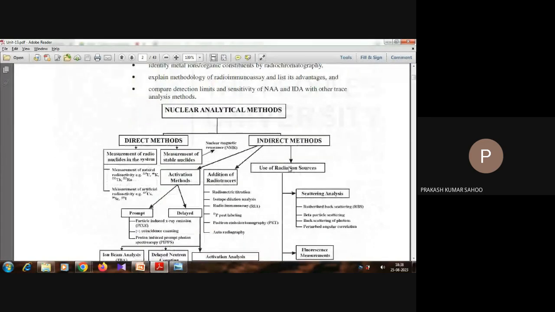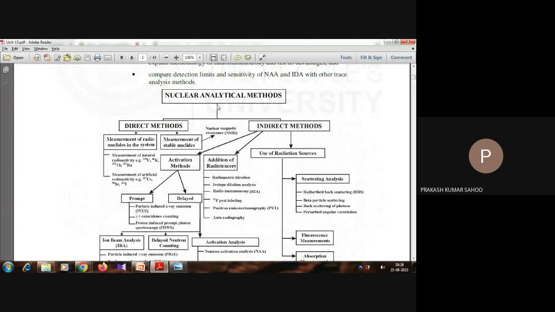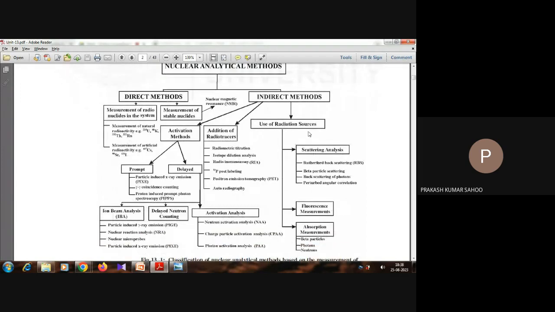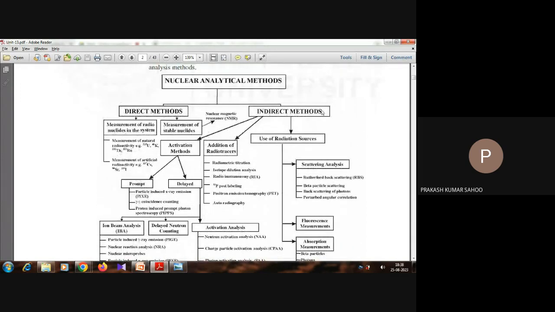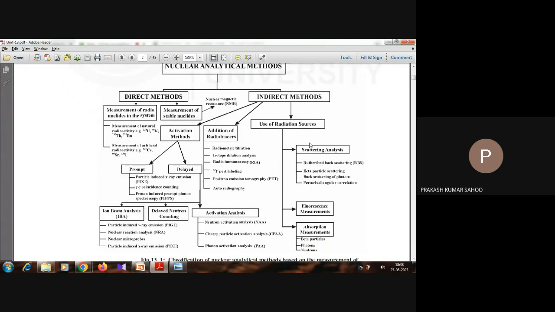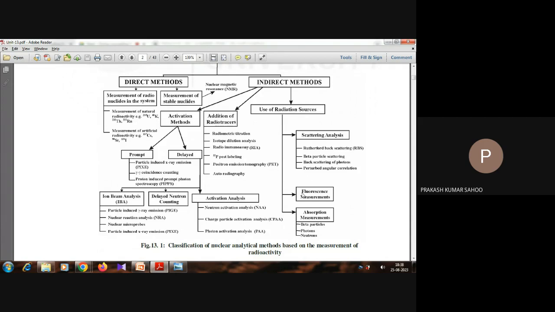Okay. So nuclear analytical methods are broadly of two types: the direct method and the indirect method. So let's have the indirect method first. In the indirect method part, we use radiation sources that may be scattering analysis, fluorescence measurement, or absorption measurement.